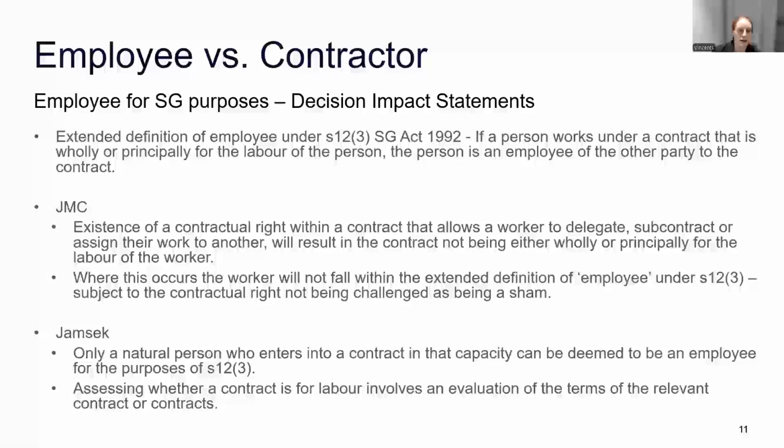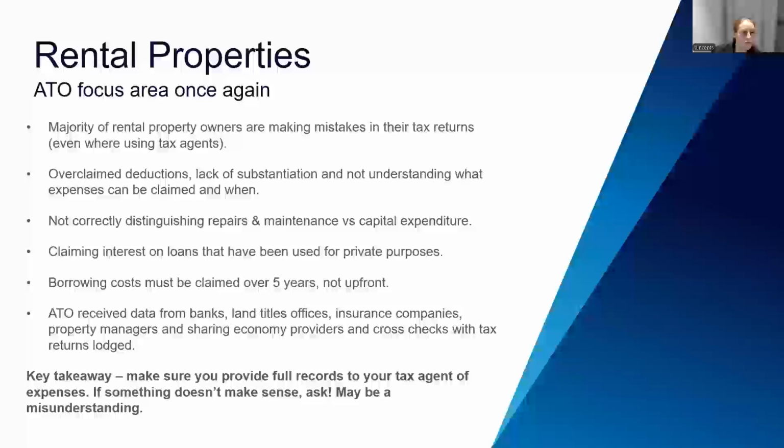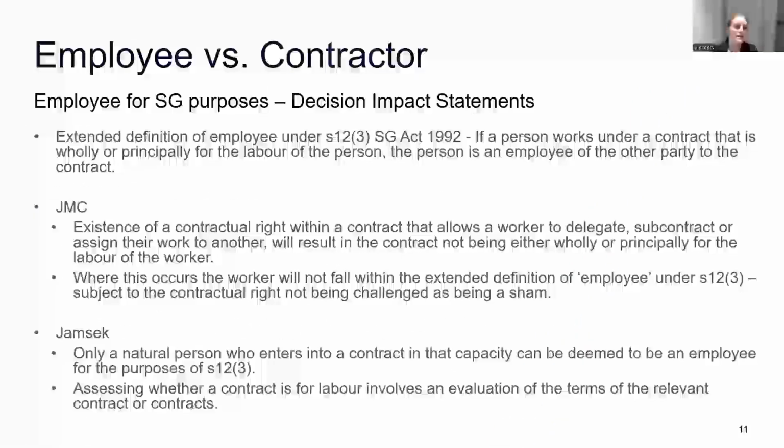So the decision impact statement basically just said that the existence of a contractual right within a contract that allows a worker to delegate, subcontract or assign their work to another will result in the contract not being either wholly or principally for the labour of the worker. And where this occurs, the worker will not fall within the extended definition of an employee under section 12(3). That's subject to the contractual right not being challenged as being a sham.